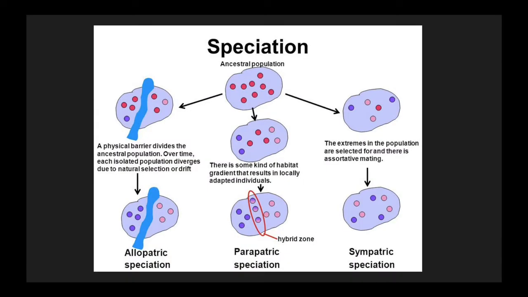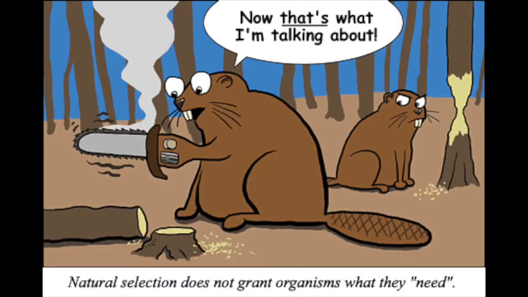There are 3 different types of speciation. Allopatric speciation happens when there is a physical barrier dividing a space. Parapatric speciation is where there is a hybrid zone. Sympatric speciation is when a new species occurs within the same space. We hope this video has helped you understand natural selection and adequately prepare you for the final exam.